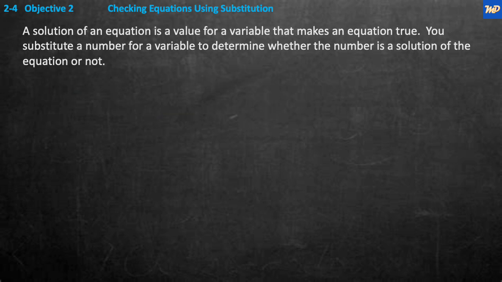So, okay, we're moving on to objective 2, checking equations using substitution. A solution of an equation is a value for a variable that makes the equation true. You substitute a number for a variable to determine whether the number is a solution of the equation or not. So like some of those other equations we were looking at, if you put a 1 in for the variable, whatever it was there, and then you solve that equation, if the answer is true, then it's true. If it's not, it's false. But let's see how this works out.